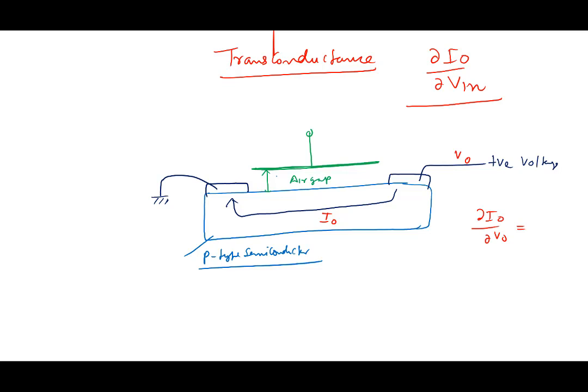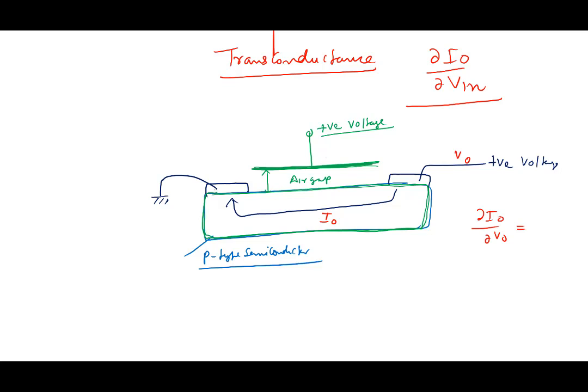Now, I apply a positive voltage here. Think of what will happen. This is one plate of the capacitor, and this whole semiconductor acts as the other plate. The block of semiconductor is not a metal. Normal capacitors you make with a metal, but the semiconductor is also conducting. It doesn't conduct very well, but it is conducting.